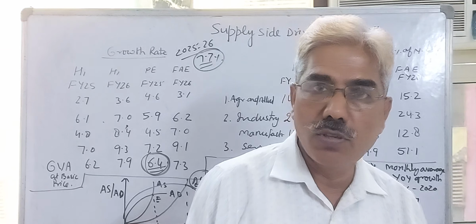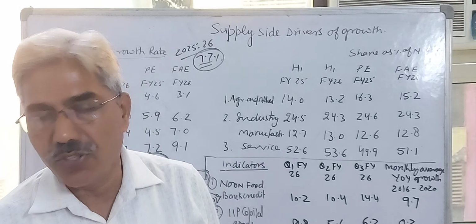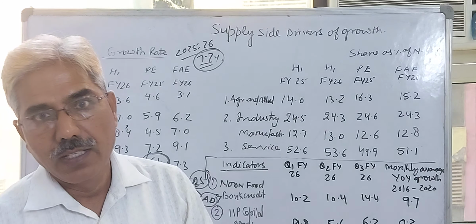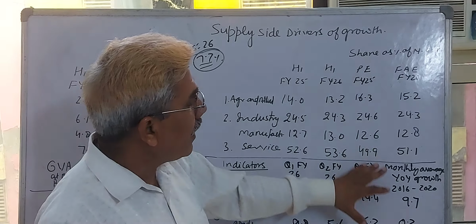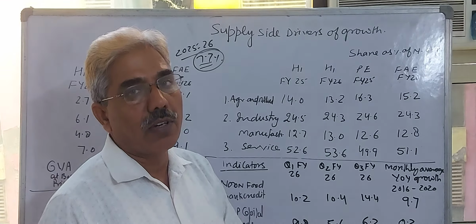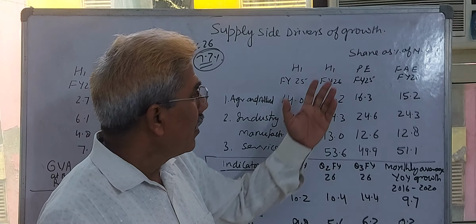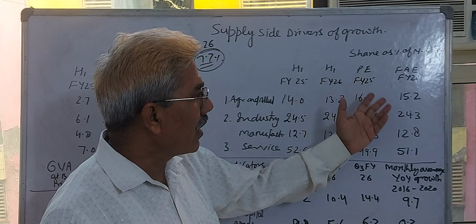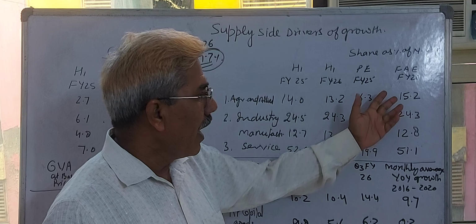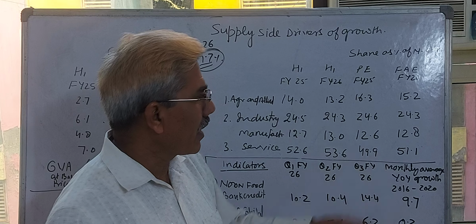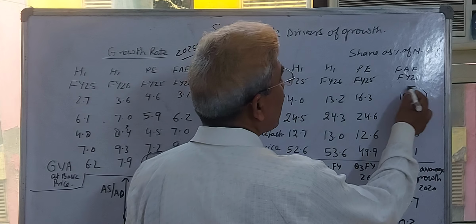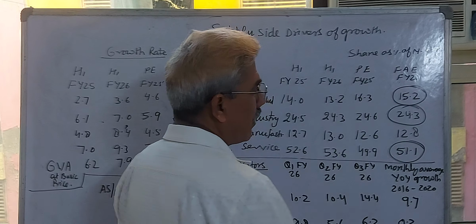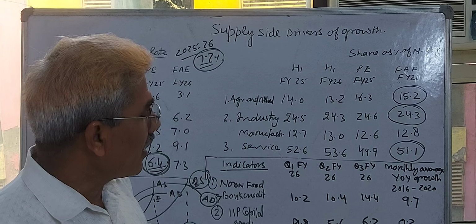Why? It is because of the Government of India's development strategy. Students, if you understand in this way, this table will help with factual questions also. Sometimes they ask, in financial year 2025-26, what is the contribution of industry, agriculture and allied, and service sector? In that case, you memorize these data: 15.2, 24.3, 51.1. These are the factual questions on contribution.